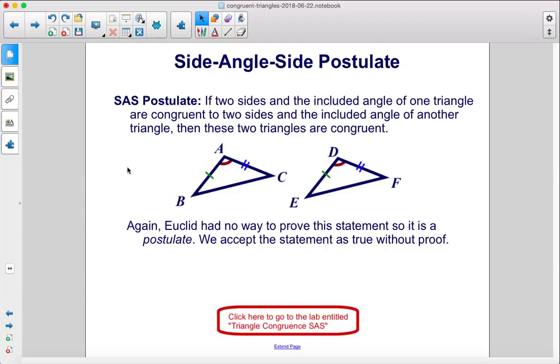SAS postulate. If two sides and the included angle of one triangle are congruent to two sides and the included angle of another triangle, then these two triangles are congruent. Again, Euclid had no way to prove this statement, so it is a postulate. We accept the statement as true without proof.